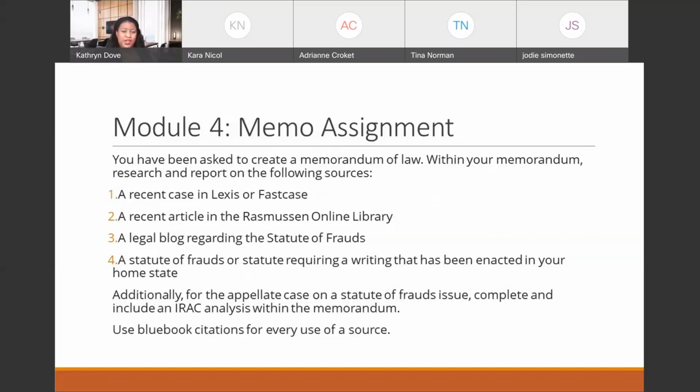Here's what you need to do, and your memo should just answer these questions in order. Find a recent case in Lexis Advance or Fastcase on the statute of frauds. For that case, you need to do an IRAC: issue, rule, analysis, conclusion. You do need to give me a brief description of the facts of the case so that I can understand how the case is relevant.